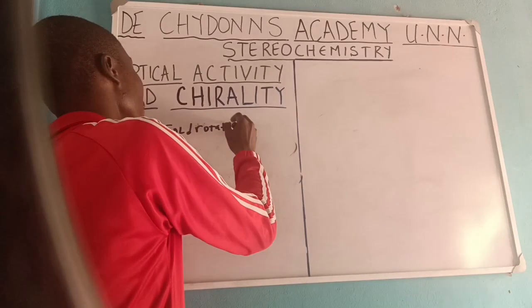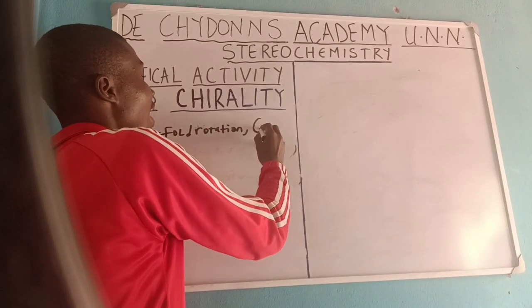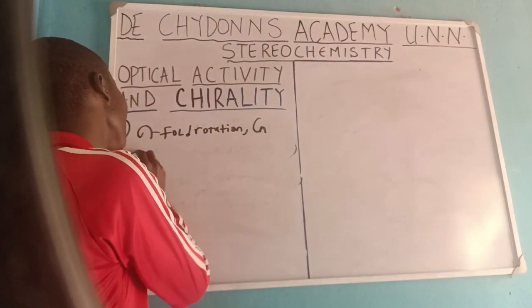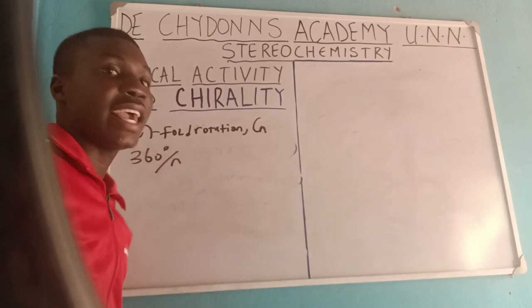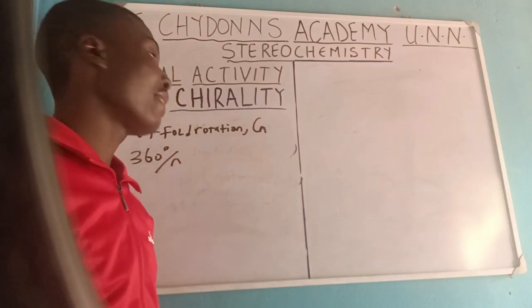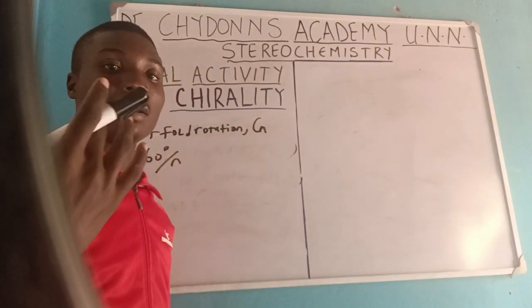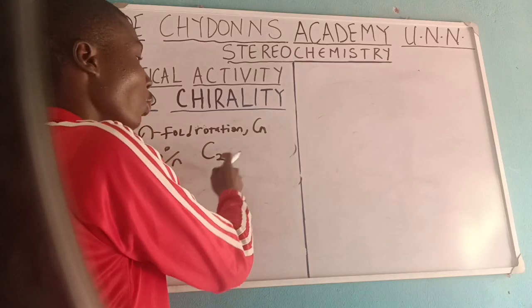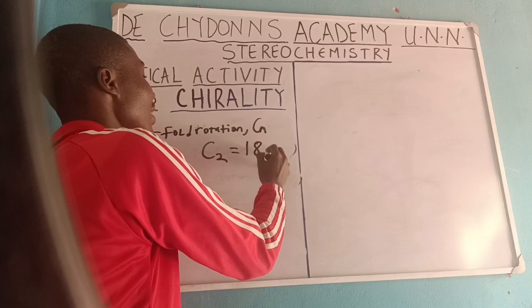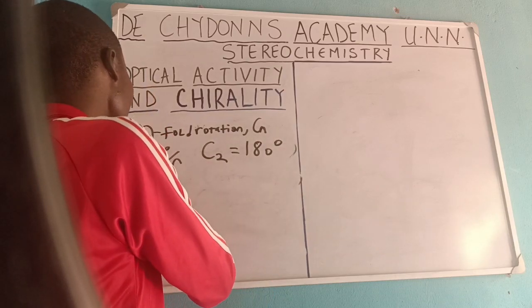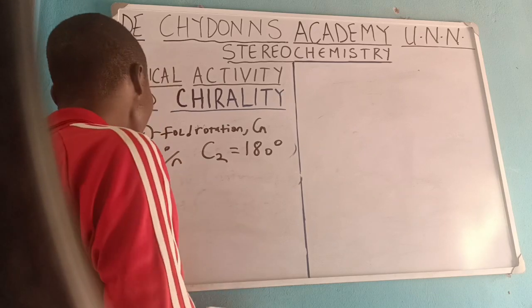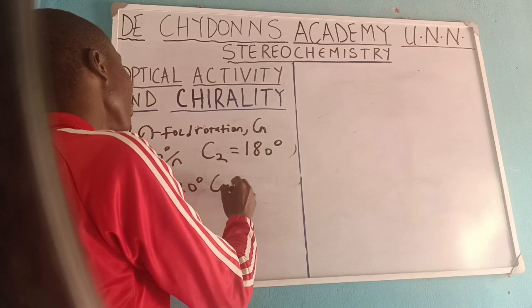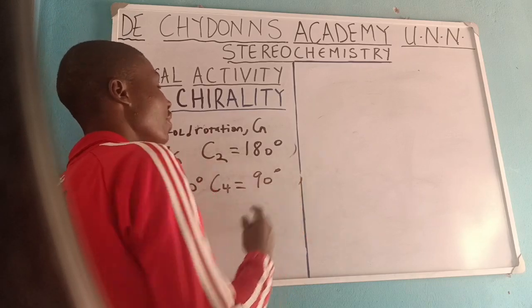What we have in the first symmetry operation is n-fold rotation, and it is represented as Cn, where n is an integer. This refers to a rotation of 360 degrees divided by n. n can be 2, 3, 4, 5, and so on. For example, C2 is when n is 2, so 360 divided by 2 gives us 180 degrees. C3, when n is equal to 3, is going to be 120 degrees. C4, when n is equal to 4, is going to be 90 degrees, and so on and so forth.